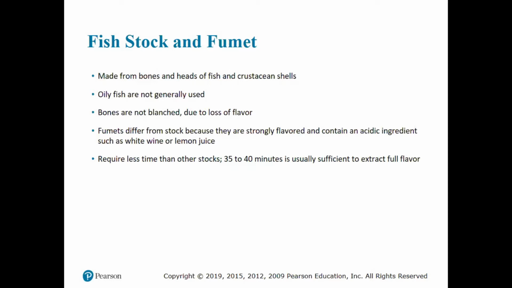The difference between a stock and a fumet is that a fumet contains an acidic ingredient like lemon juice or white wine in addition to the stock ingredients. So it's helping to up the flavor profile and make it a little bit stronger. You're going to find also stocks and fumets take a lot less time. Once you get them simmering, usually about 35 to 40 minutes.